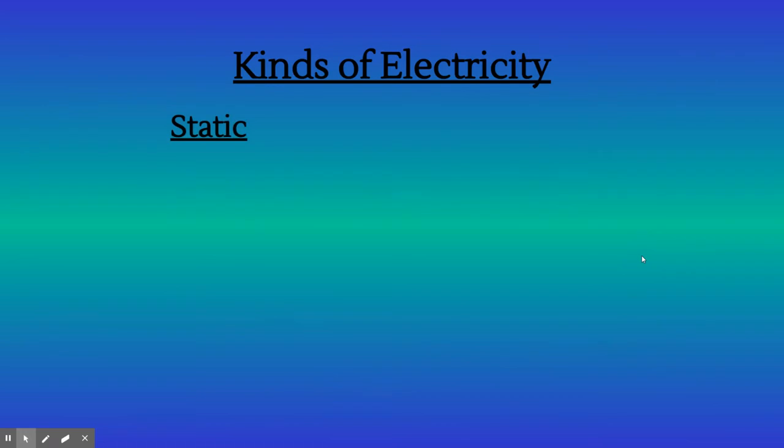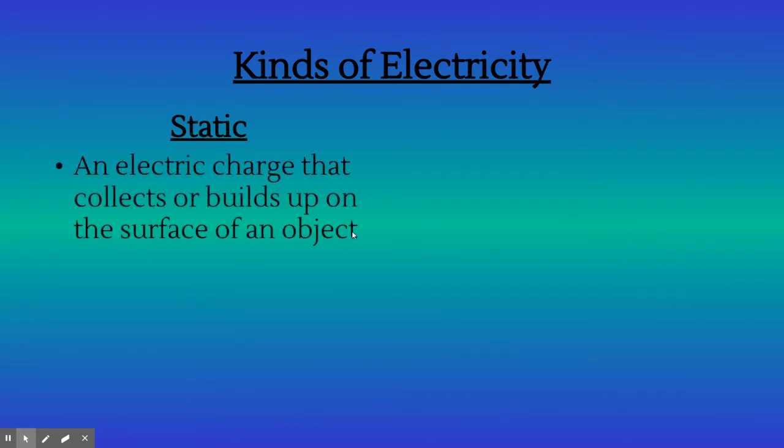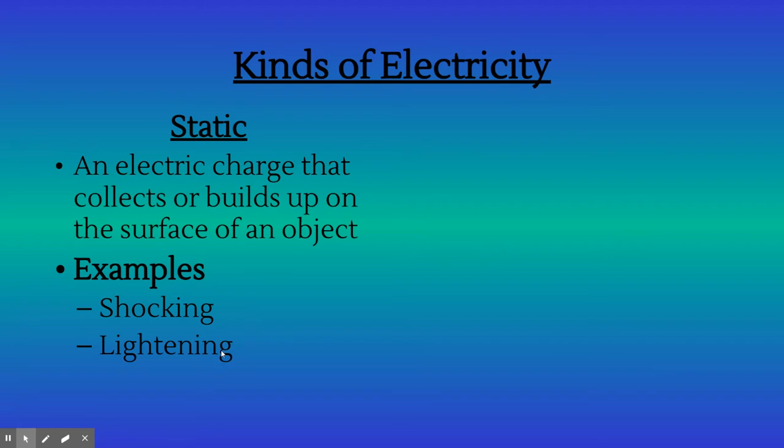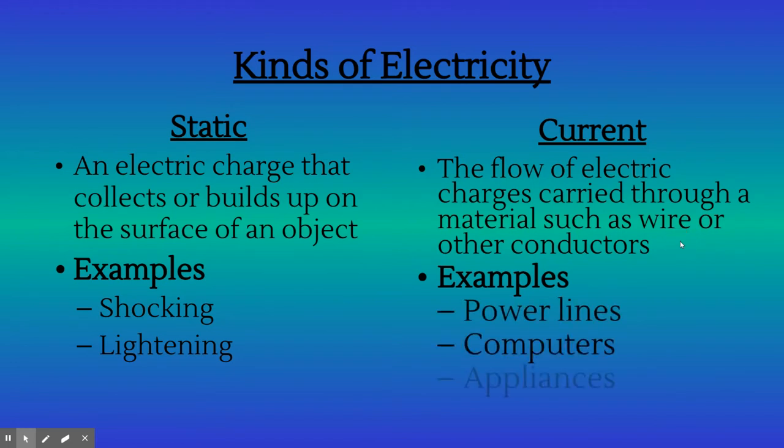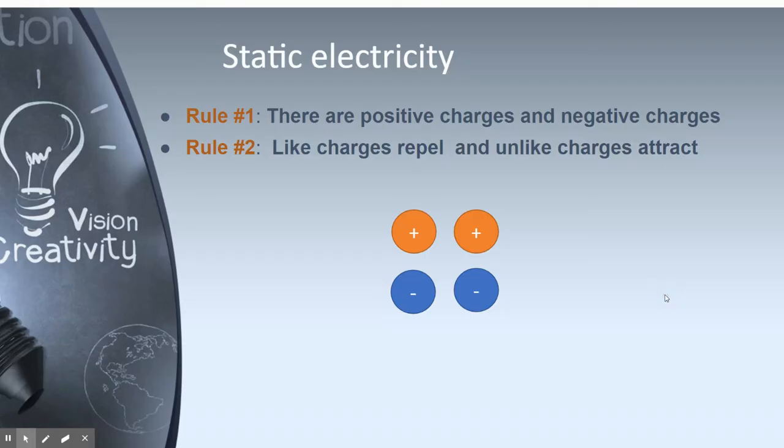All right, there are two types of electricity. There's static electricity. That's an electric charge that collects or builds up on the surface of an object. Some examples would be shocking, like if you're walking on carpet and then you touch a doorknob or somebody else and you get a shock, or lightning. That's static electricity. Current electricity is the flow of electron charges carried through a material such as a wire or other conductor. Some examples of that would be power lines, computers, appliances, anything where you're going to see electricity traveling through.